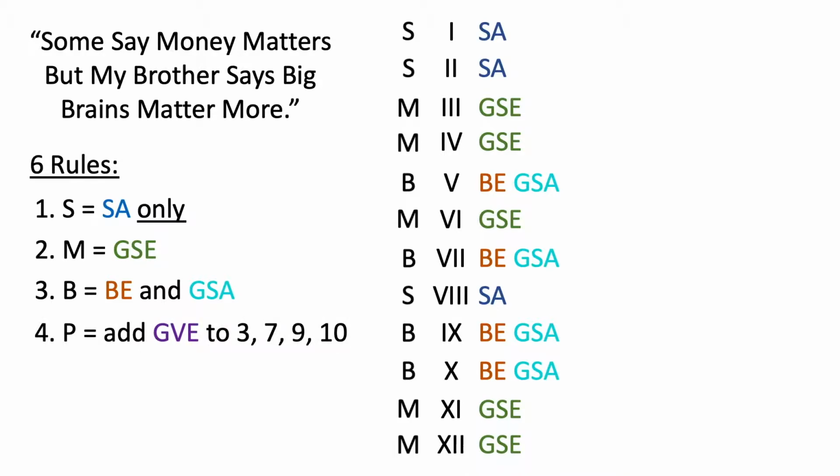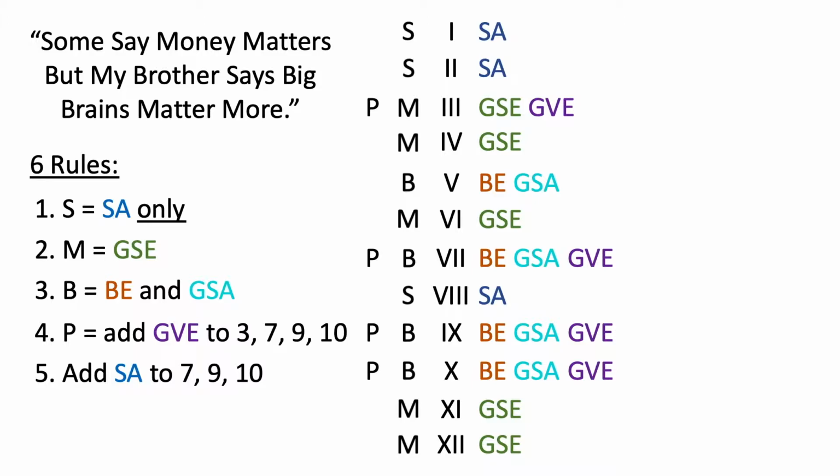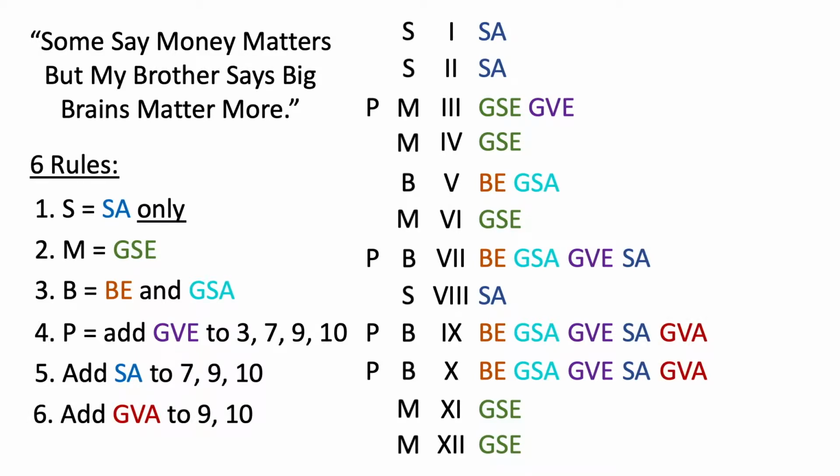The fourth rule is that the parasympathetic cranial nerves will have to have a GVE function. Remember that the parasympathetic cranial nerves include cranial nerves 3, 7, 9, and 10. So we'll add GVE to those 4 nerves. The fifth rule is that we're going to add SA to cranial nerves 7, 9, and 10. And the sixth rule is that we're going to add GVA to cranial nerves 9 and 10. Now notice that in rules 4 through 6, there's sort of a waterfall effect where we're talking about 3, 7, 9, and 10, 7, 9, 10, 9, 10. You can use that to your advantage to remember those last 3 rules.